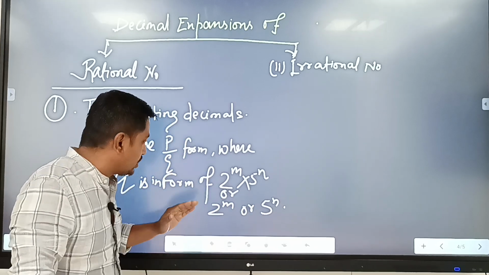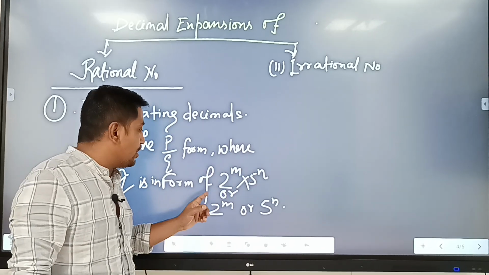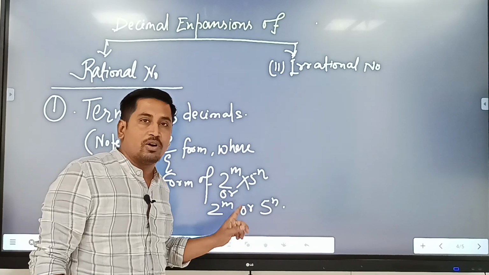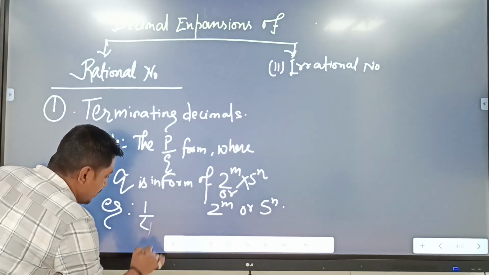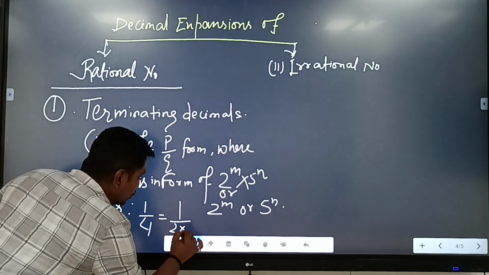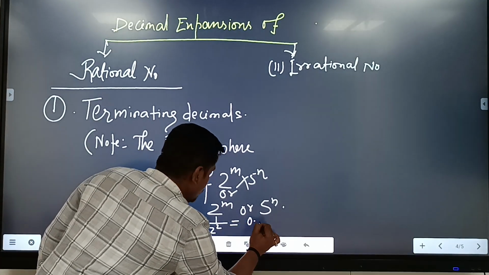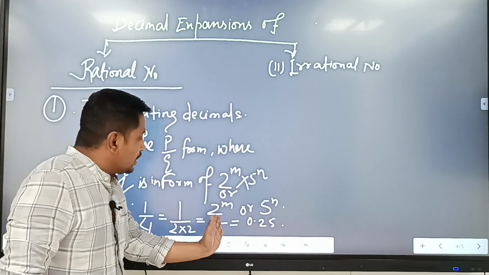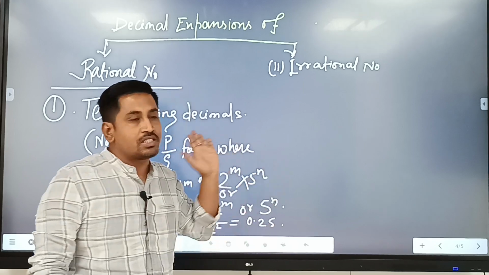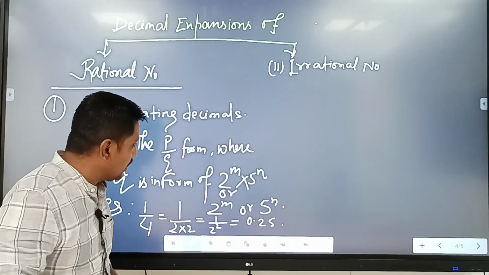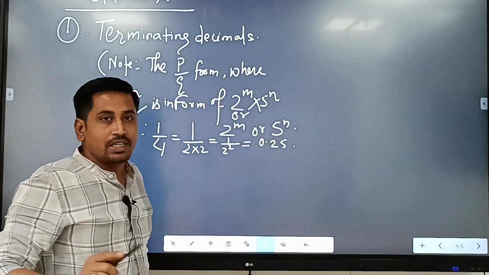It will not be terminating. For terminating, the denominator must be in the form of 2 raised to power m into 5 raised to power n, or it can be either 2 raised to power m or 5 raised to power n. This is terminating decimals. For an example, I would like to draw your attention over here. That is 1 divided by 4. Now you can write 4 as 2 into 2, that is 2 raised to power 2, so 1 upon 2 raised to power 2. That is 0.25. This is a terminating decimal. After certain digits of the decimal, the remainder we have got over here is 0. So this is terminating. Terminating means ending. Okay. Now the second one. Has anyone any doubt here?